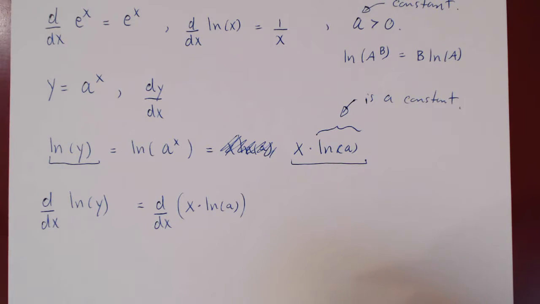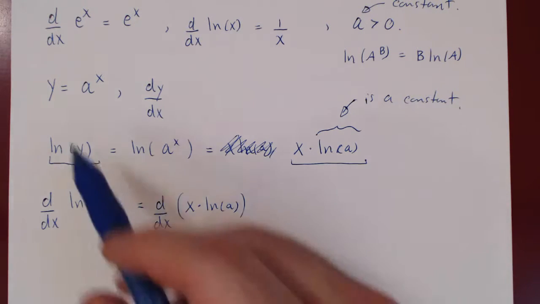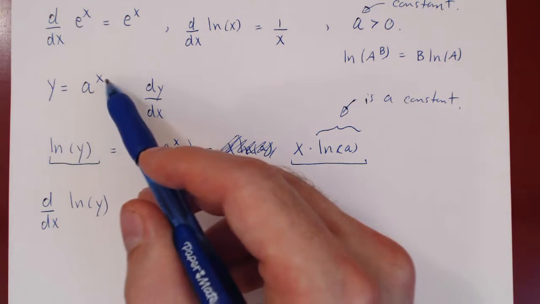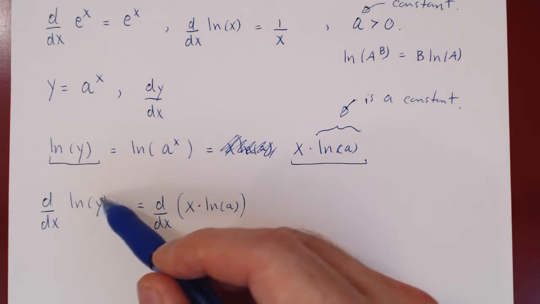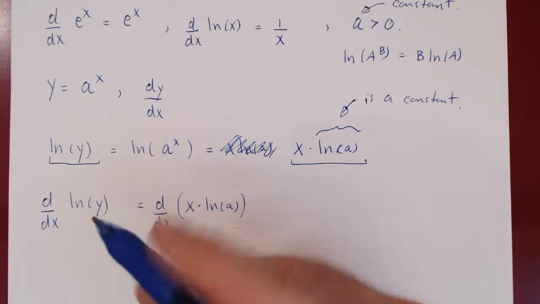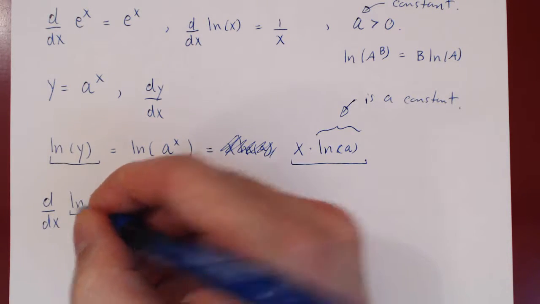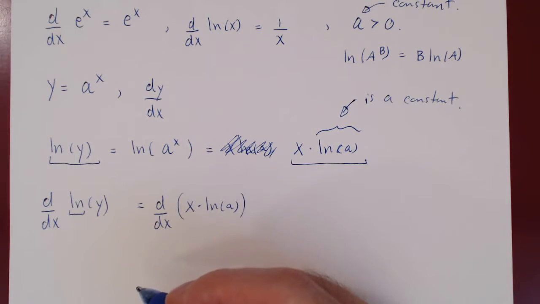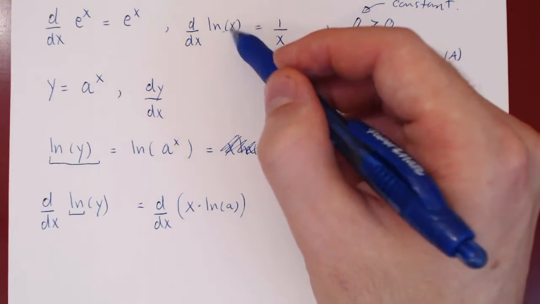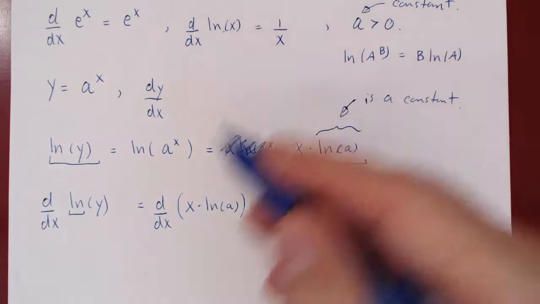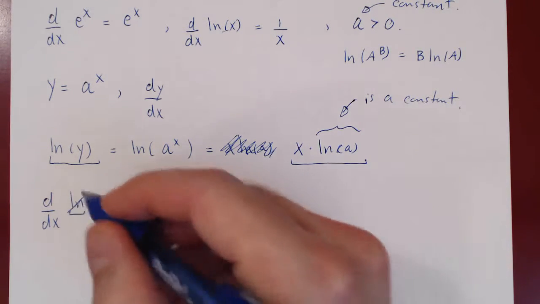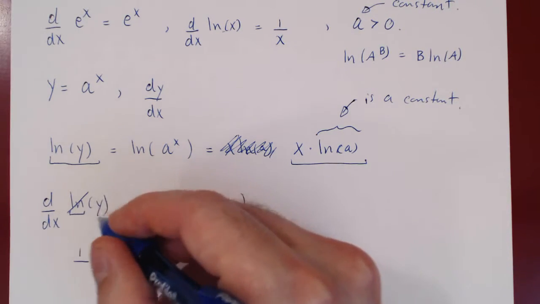Okay, well, let's differentiate ln of y first. We have here a composition, right? If I give you a value of x, you would first plug it in here, take a to the x, so you would first evaluate y, and then you would take ln of y. So the outside function here is ln, and so we differentiate ln, and the derivative of ln of something is 1 over that something. So here we'll have the derivative of ln is 1 over what's inside, which is y.